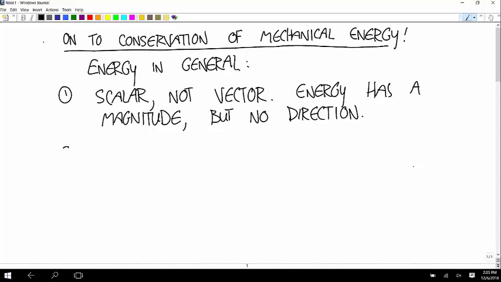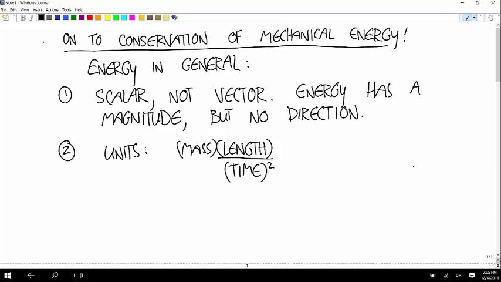And then the second thing about energy in general is the units always are a combination of mass times length divided by time squared. Okay, so that's a pretty messy looking unit.